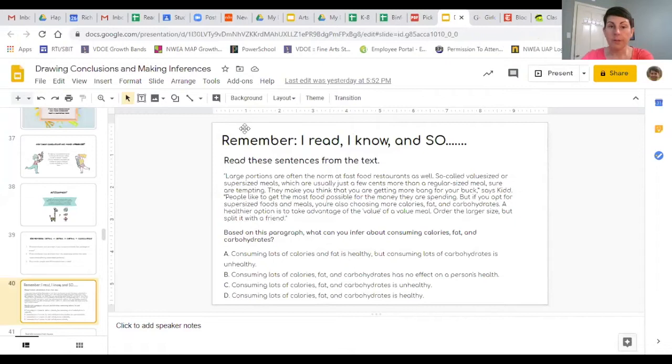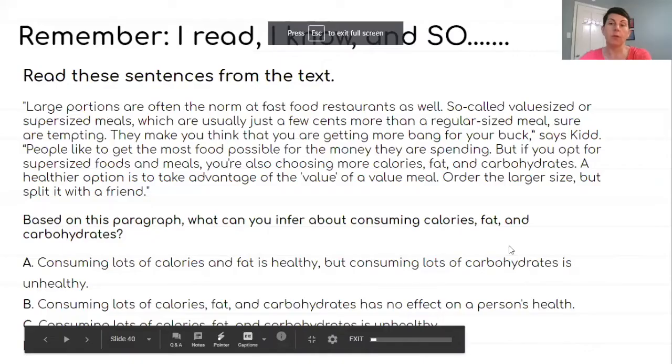So we're going to look at some questions for basing on inferences. Remember that when we make inferences, we use the rhyme: I read, I know, and so. So I want you to look at these sentences from the text. Large portions are often the norm at fast food restaurants as well. So-called value-sized or supersized meals, which are usually just a few cents more than a regular-sized meal, sure are tempting.